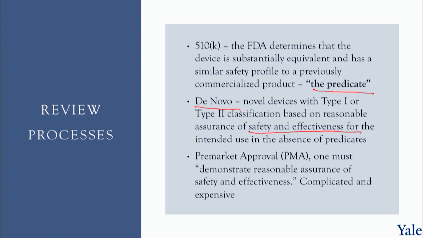Pre-market approval, this is where we must demonstrate reasonable assurance of safety and effectiveness. This is really complicated and expensive, and your company has to be set up with a full quality system as if your product was already on the market. We will not get into that for the purpose of this lecture. So to discuss the De Novo process, we have a second clip from Mr. Nilo.